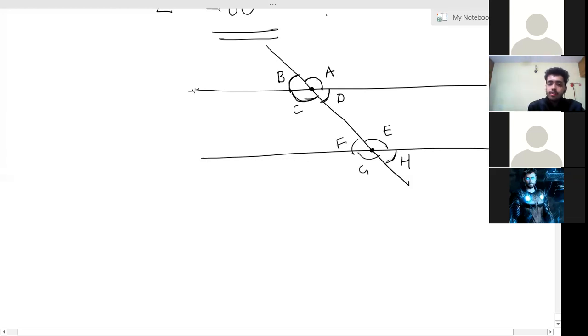Now, can you see the shape which is formed over here? It is like an X shape, right? Whenever you have this type of shape, an X shape, this angle is opposite to this angle, right? Yes, sir. So these two angles which are shaded over here, this angle and this angle, are opposite to each other. These are called vertically opposite angles.